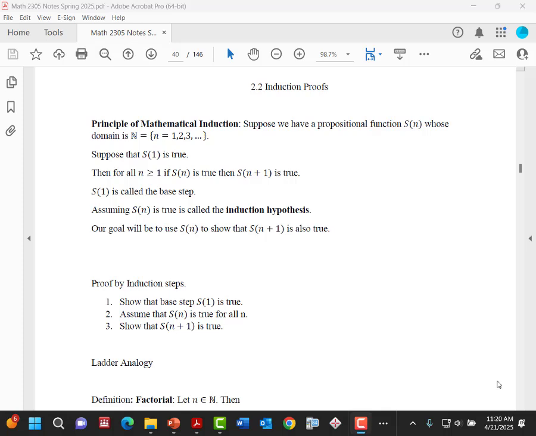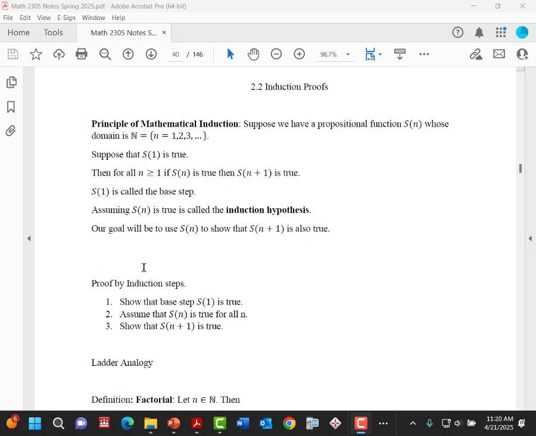In this video, we want to take a look at another type of proof method. These are called proofs of induction or inductive proofs. Simply put, the principle of mathematical induction says, let's say we have a proposition S of n whose domain is the natural numbers, and let's suppose that S1 is true. Then for all n bigger than 1, if Sn is true, then S of n plus 1 is true.